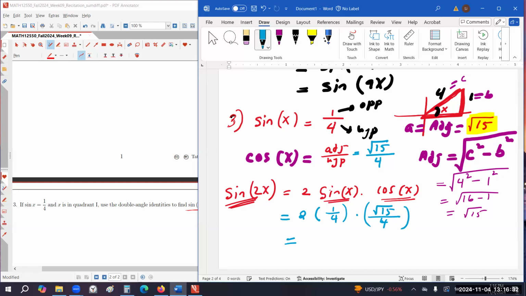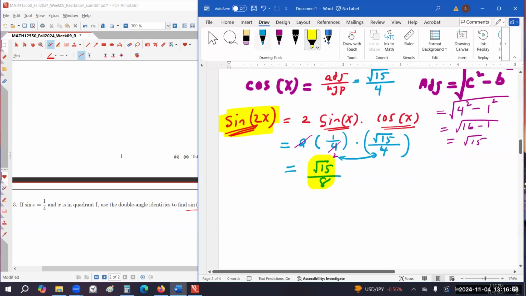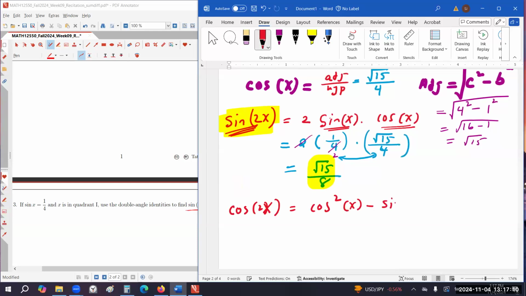You can multiply them across, or if you want, you can cancel the 2 with the 4. So we get square root of 15 on the top, and 4 times 2 which is 8 on the bottom. That's the answer for sine double angle. Cosine double angle has the formula cosine square x minus sine square x.